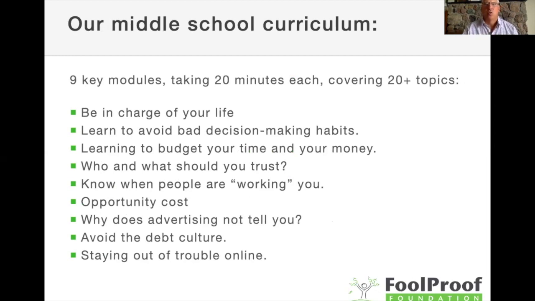FoolProof for middle schools is a little bit shorter version of FoolProof. The same bells and whistles for the teacher on the back end, how to register your class, all the things we'll go through. There are 9 key modules to this. They're 20 minutes long and they cover over 20 topics. So technically, they're 20 minutes each with their exam. Usually, it takes the students as they register and get started about 30 minutes per module.